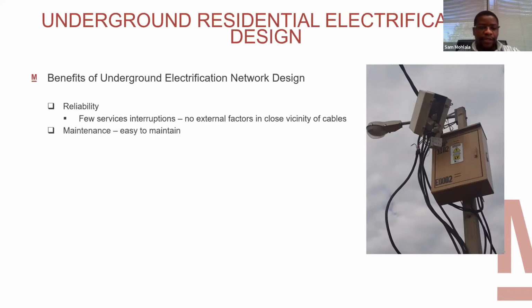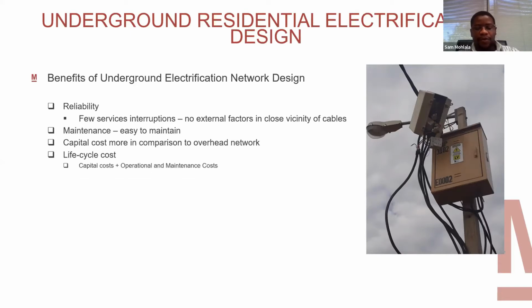Maintenance is easy. Capital cost underground is slightly more expensive than overhead. Life cycle cost, obviously, is capital cost plus operational and maintenance cost. So if you combine all of this, the initial cost will be slightly expensive, but during the lifespan of the network, it might prove to be slightly less in comparison with the overhead network.